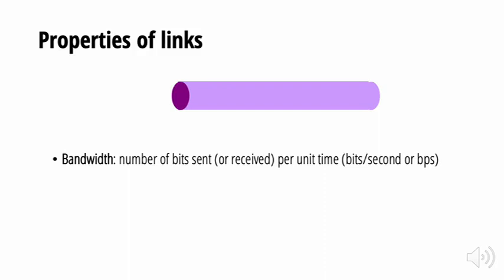The analogy I like to think of is a pipe, and you're putting water into the pipe. And so your bandwidth is like the width of that pipe. It's how quickly you can put water into that pipe. The wider it is, the faster you can put water into it. It's exactly the same with a network link. The higher the bandwidth, the faster you can put bits onto that link.